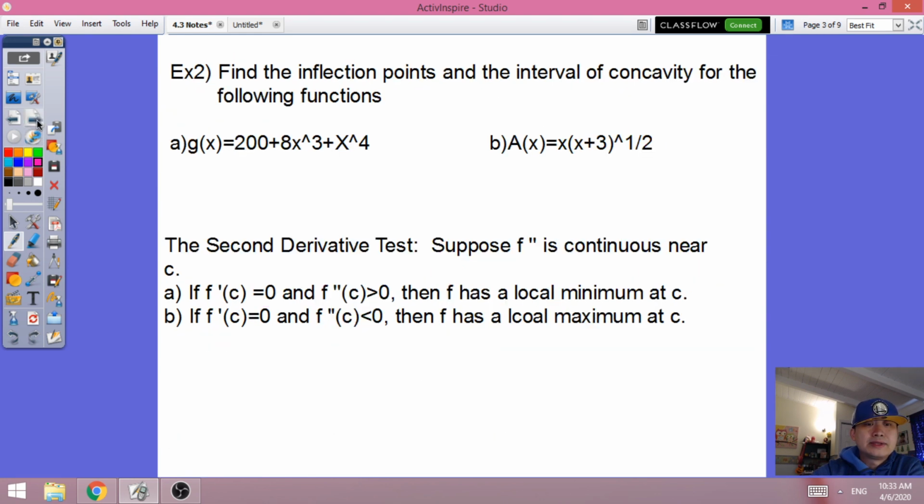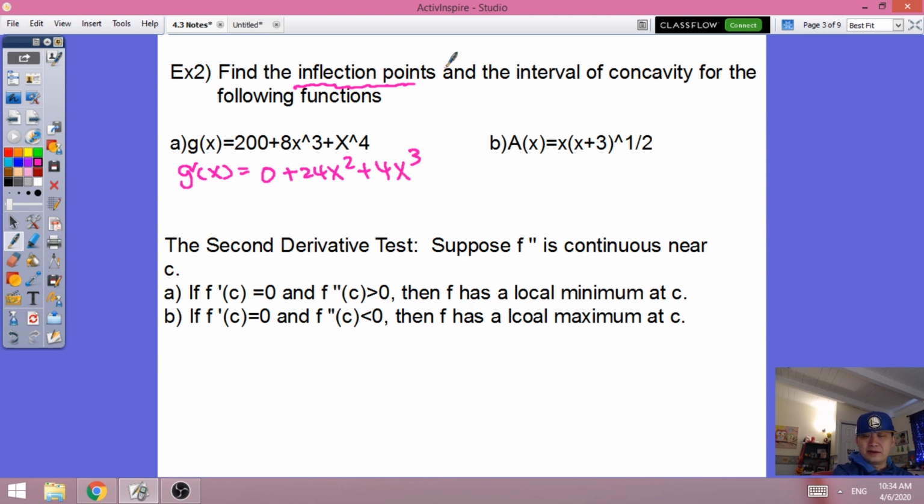Okay, so on the next slide. Find the inflection points on the interval of concavity for the following functions. So this one is just asking about the point of inflection. It doesn't tell you about the interval, whether that's concave up or down. So just find the points of inflection, or the inflection points. First thing that you want to do, for g prime of x, take the derivative. So we got 24x squared plus 4x to the power of 3.